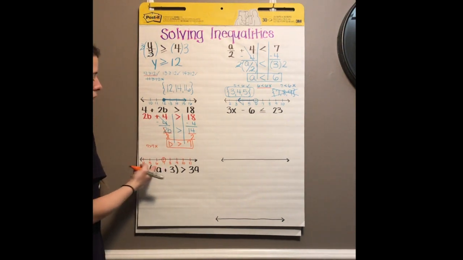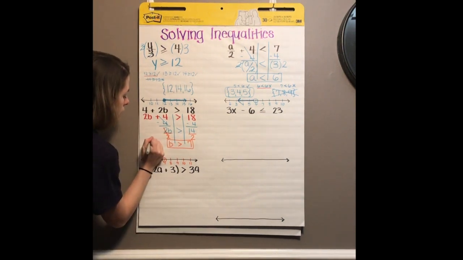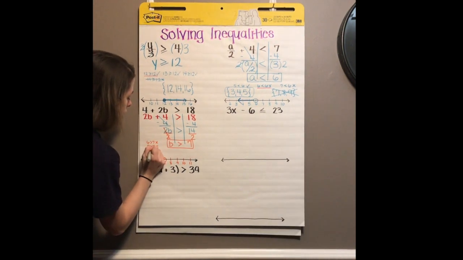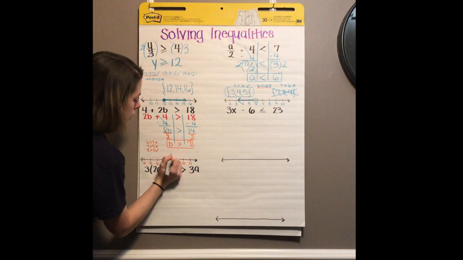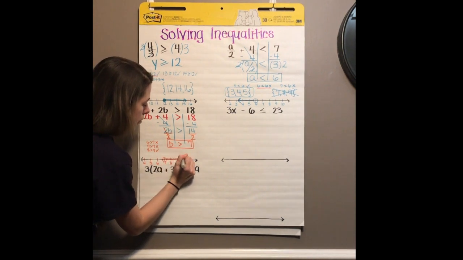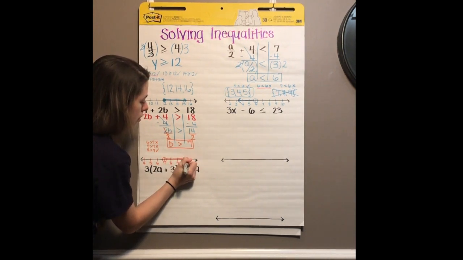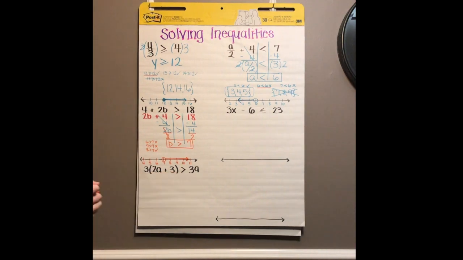I would just try one up and one down. So is 6 greater than 7? No. Is 8 greater than 7? Yes. So I want to point past 8 towards all of the numbers that would make this inequality true.